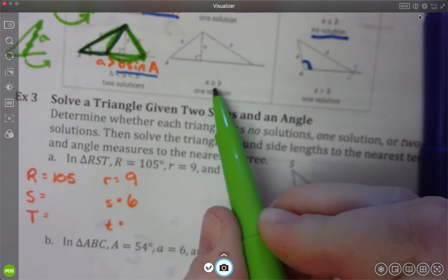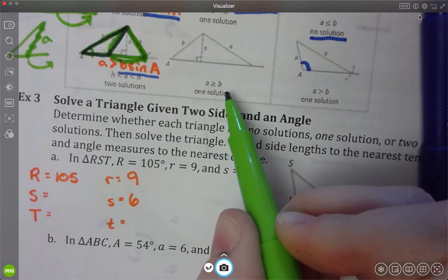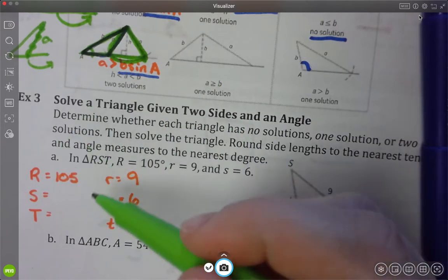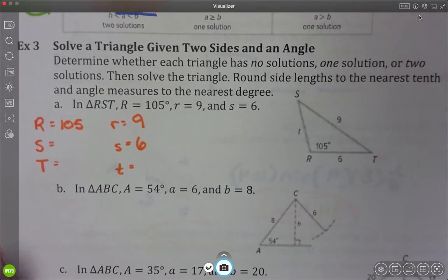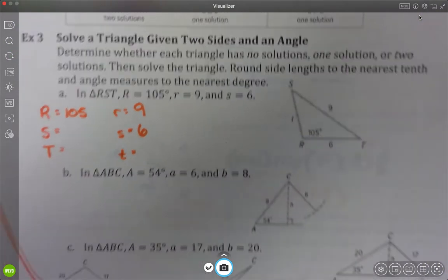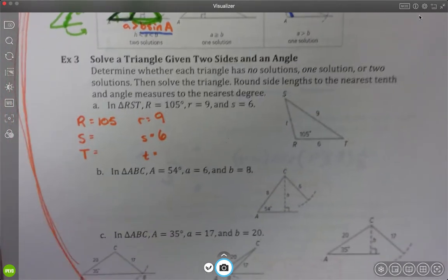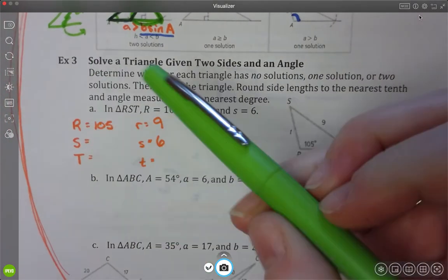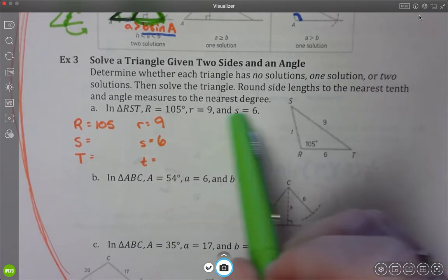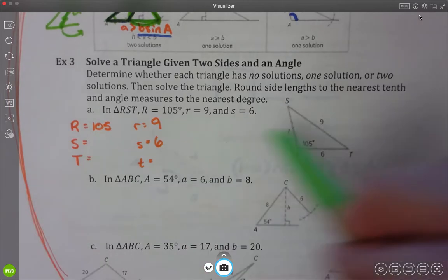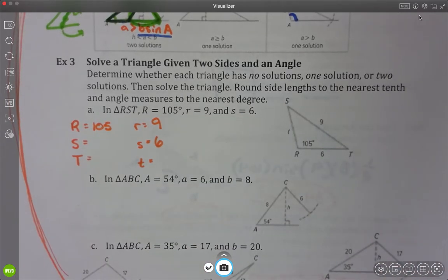You also end up with one solution when A is greater than B. So we'll go through here and see what we're given, and we'll see how many solutions we will have. So no solution, one solution, two solutions. Let's see what we have going on here. I went ahead and wrote out RST and lowercase rst. They give me this. We can see from the triangle what this thing is going to look like.